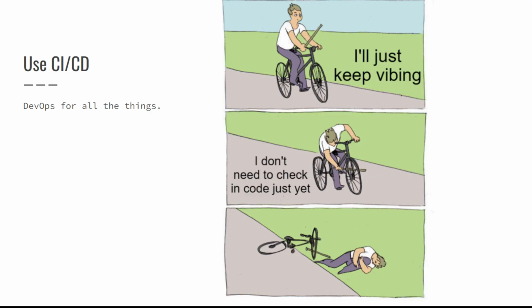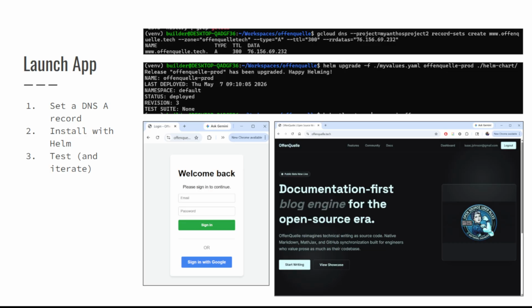So now in the last stage of my iteration, I'm ready to really test this live, not just in Docker. I'll create an A record, I'll fire up the Helm chart, and then I'll iterate with it. I'll test and iterate and then relaunch with Helm with new values. So I can always roll back to the last.